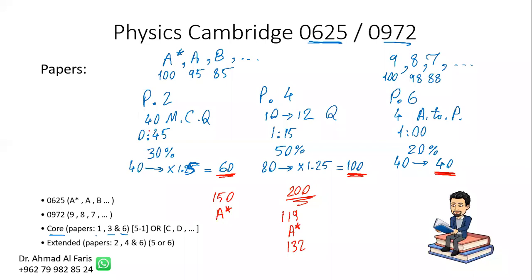Regarding the questions, wait a moment until I give a brief explanation about each of these papers. Okay, so these are the papers: paper 4, paper 6, and paper 2. Paper 4 is the most important paper because it has most of the load. Okay, 50%, which is 100 out of 200.